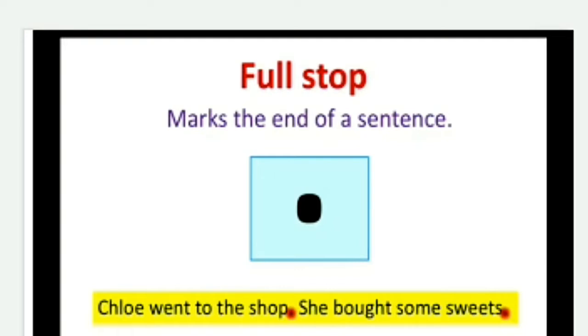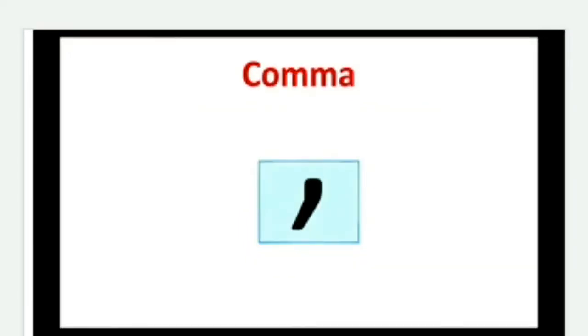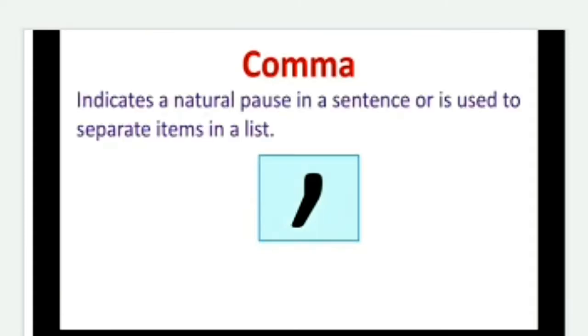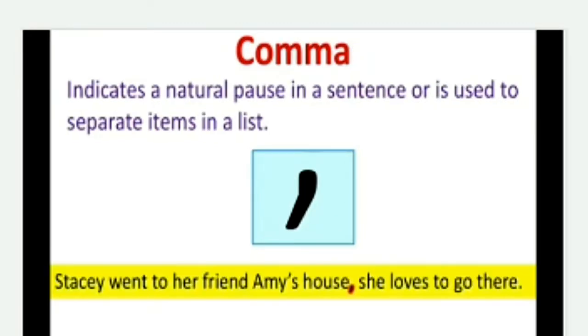And the next punctuation mark, comma. What is the comma used for? It indicates a natural pause in a sentence or is used to separate items in a list. For example, Daisy went to her friend Amy's house. She loves to go there. So, Daisy went to her friend Amy's house, comma, she loves to go there.